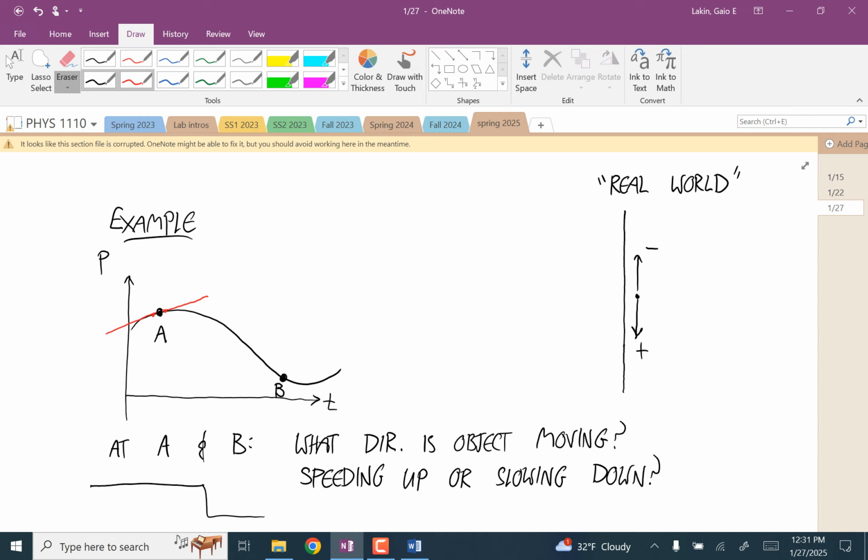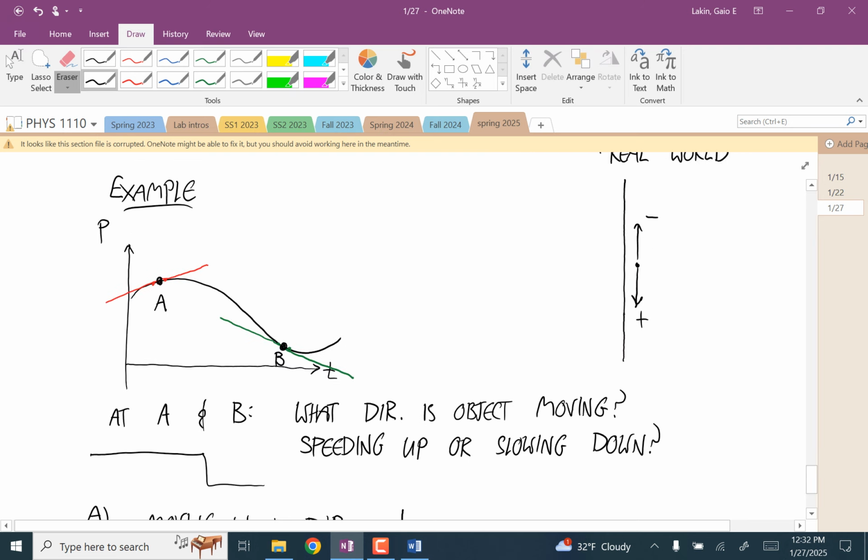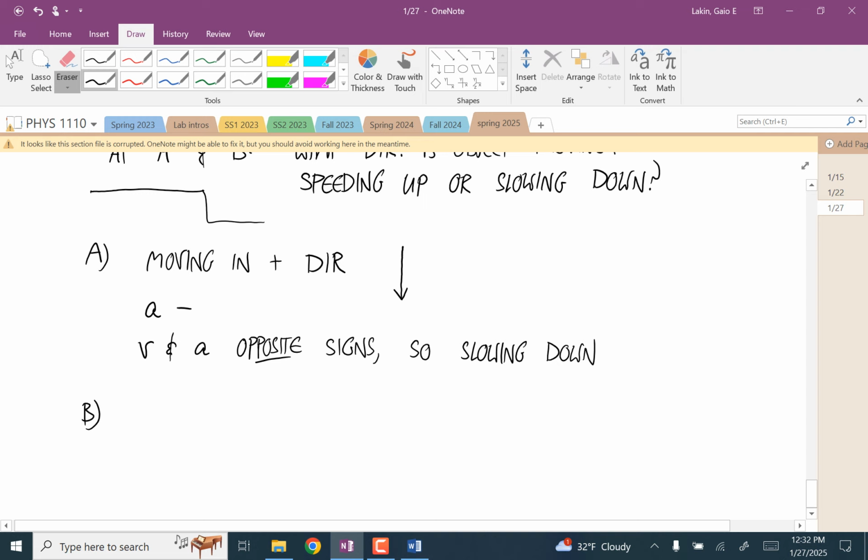And now let's think of the same thing at B. A tangent line looks like this. So is the slope positive, 0, or negative? Negative, yep. So it's moving in the negative direction. Is that up or down? Up.